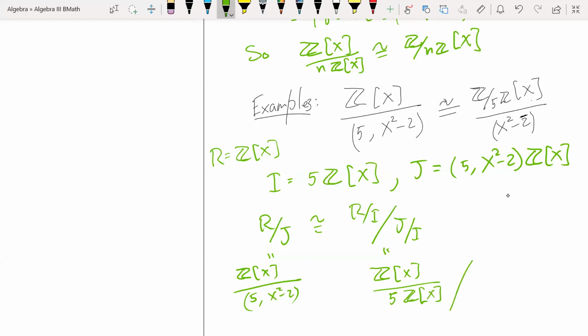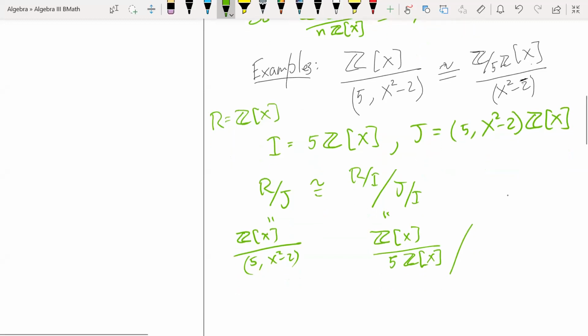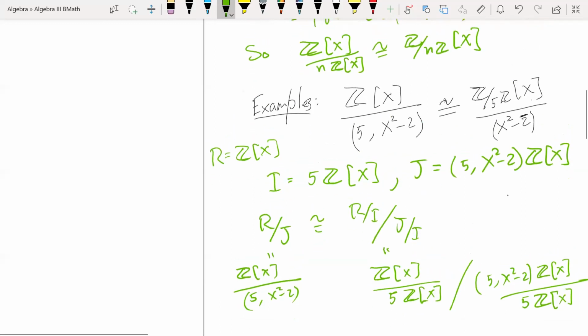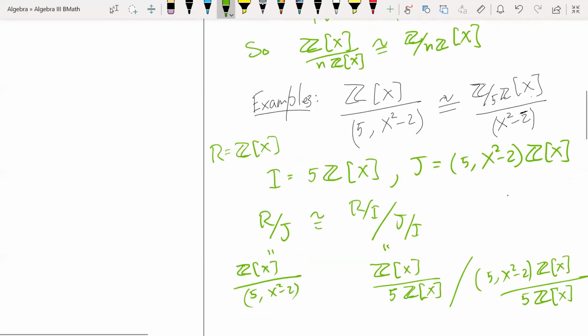And modulo this, J mod I. So J mod I is the ideal generated by 5, x square minus 2, mod Z[x] mod 5 Z[x]. Let me just write it in full, the definition. In the previous problem we saw that Z[x] mod n Z[x] is isomorphic to Z mod n [x].